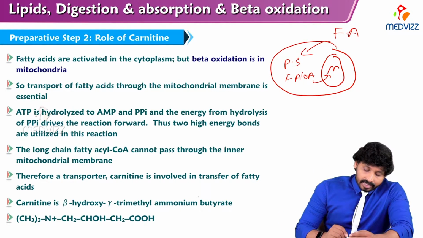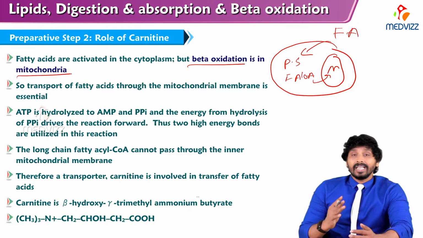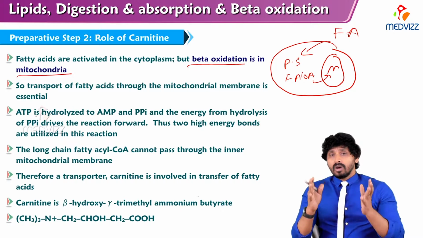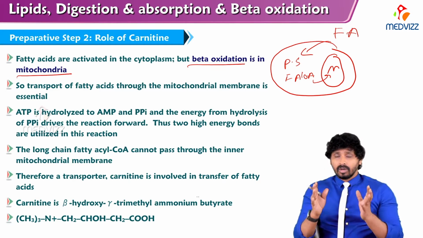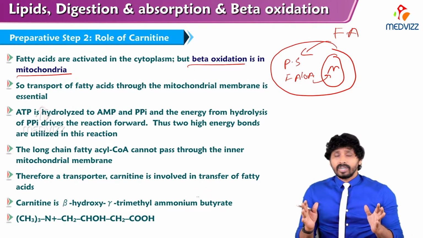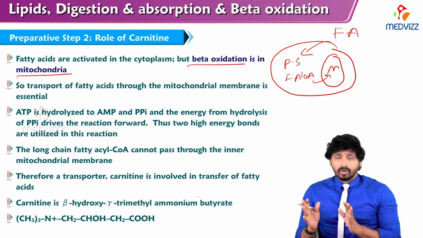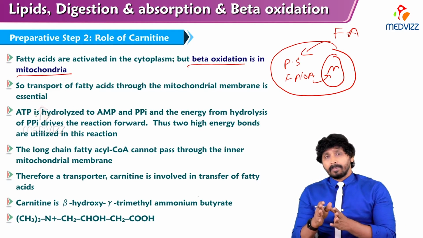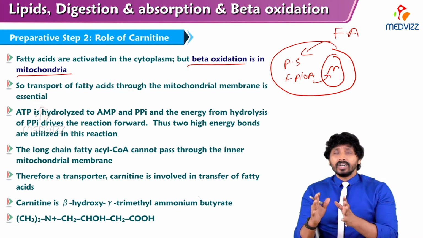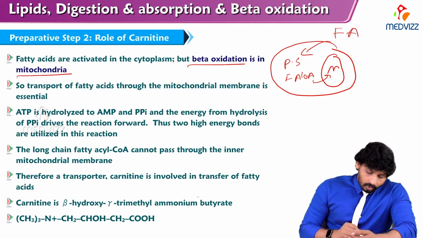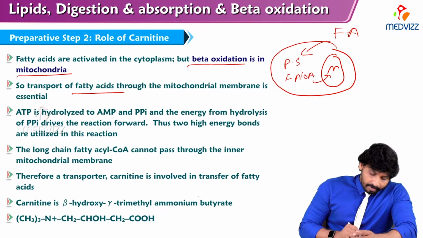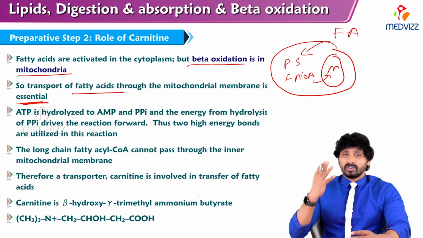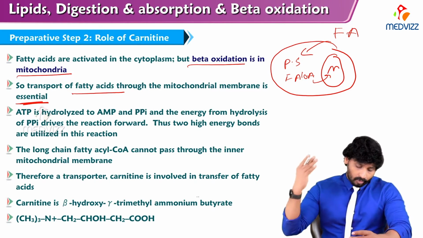Fatty acids are activated in cytoplasm, but beta oxidation is in mitochondria. Then how? We already discussed that mitochondria has a strong mechanism which will not allow components simply from outside to inside. They have two layers of membranes, the outer mitochondrial membrane and the inner mitochondrial membrane. So it is a tough and rigid membrane structure. So transport of fatty acids through the mitochondrial membrane is essential. Then which substance helps in transportation of this activated fatty acid into mitochondria?